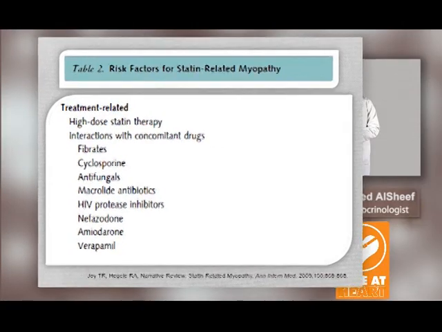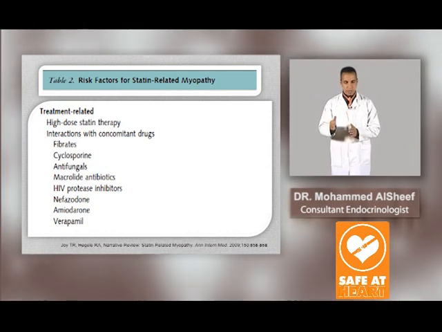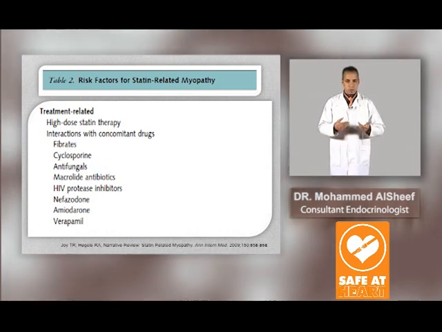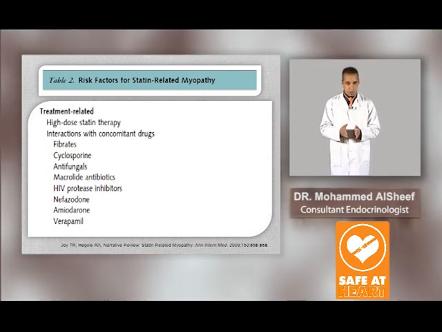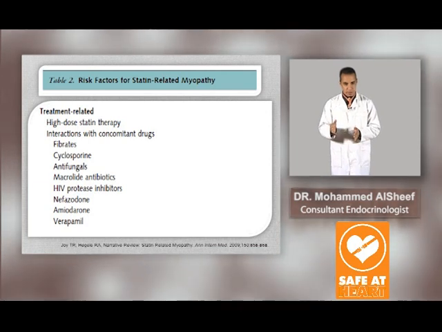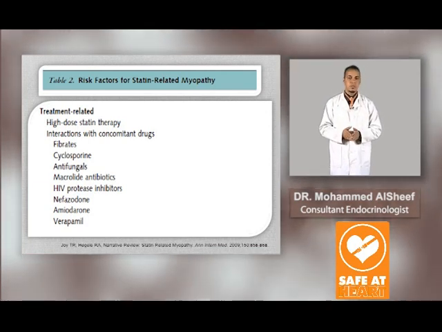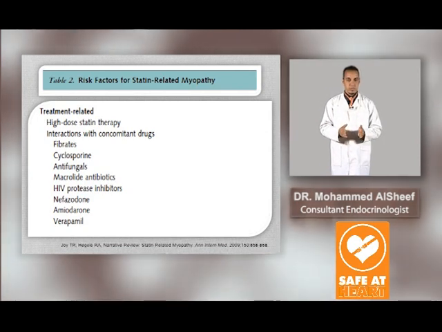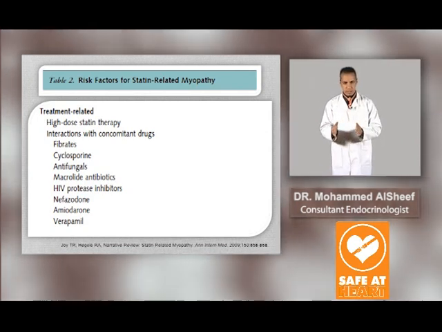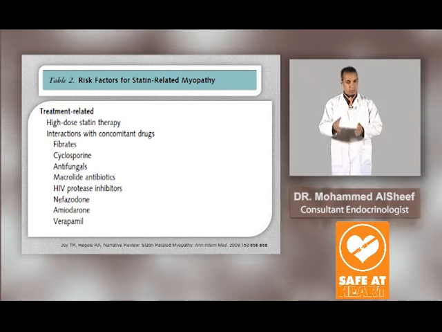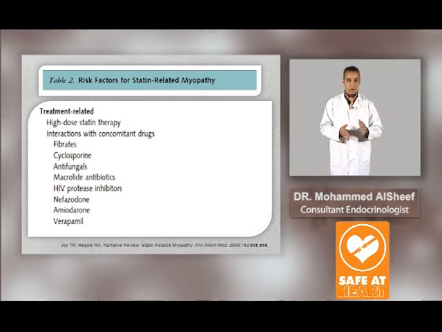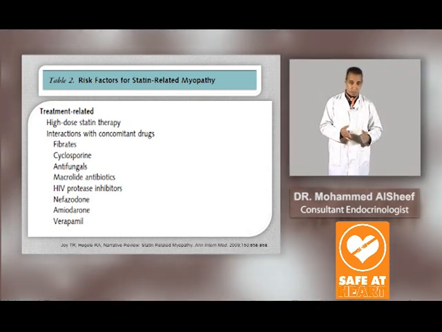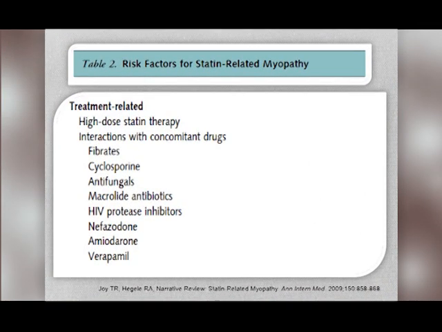High-dose statin therapy: the higher the dose, the more side effects. The recommendation is to start with the smallest dose, then stepwise intensification until you achieve the LDL target. And interaction with concomitant drugs like fibrates, a very common classical combination, statin and fibrate, which is a very common cause of rhabdo. Cyclosporine, antifungals, macrolide antibiotics like azithromycin or clarithromycin, HIV protease inhibitors, amiodarone, and verapamil.